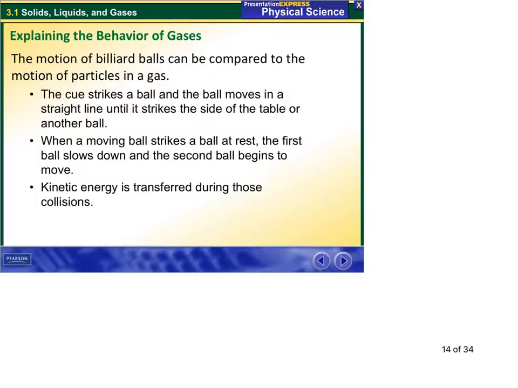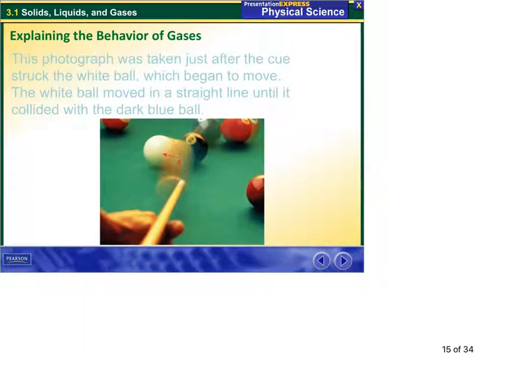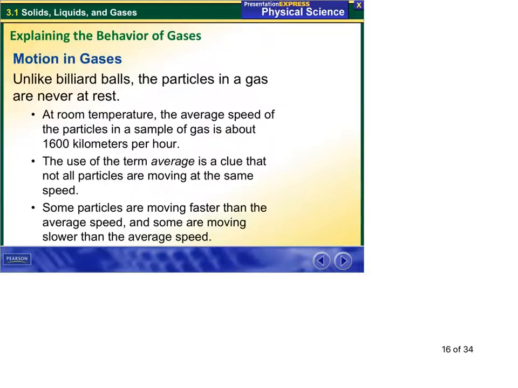Key question again. If you think of billiard balls, that'd be a little bit like the motion of particles in a gas. A cue ball strikes a ball and moves in a straight line until it strikes the side of the table or another ball. When a moving ball strikes a ball at rest, the first ball slows down, the second ball begins to move, and kinetic energy is transferred in these collisions. Illustration of what we just talked about.